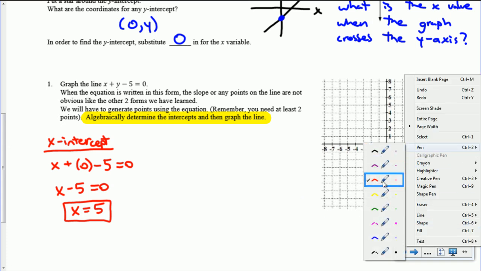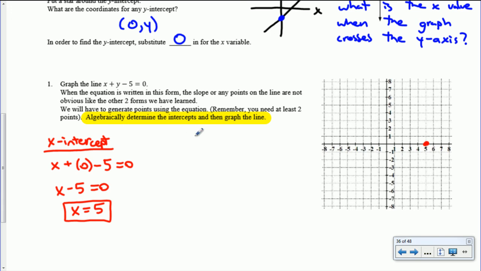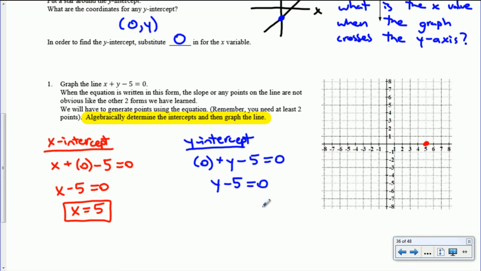Now for the y-intercept, the question to ask ourselves is, what's the value of x here? So the value of x is 0 at the y-intercept. So starting with the equation up here, I just put a 0 in where x happens. So we have y minus 5 equals 0. Solving for y, we get y equals 5. So that would be 0, 5.